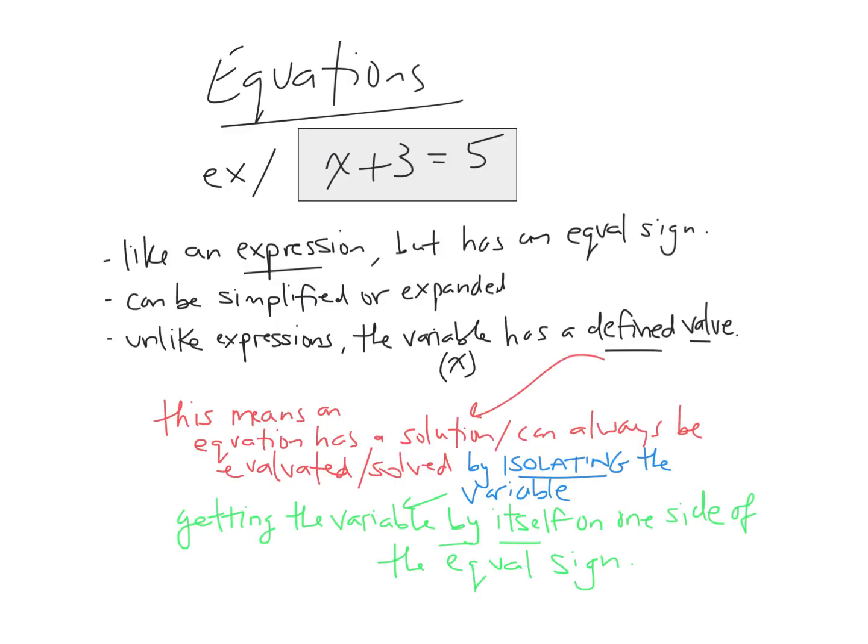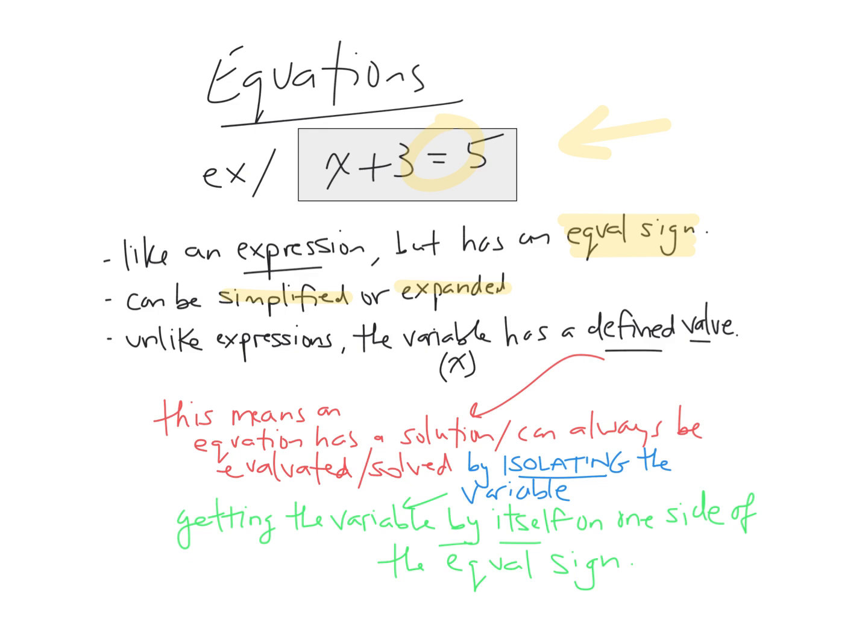All right, so an example of an equation is shown right here. x plus 3 equals 5 would be an example of an equation. It's a lot like an expression, but it has an equal sign, as you can see here. And it can be simplified or expanded, similar to how an expression can. In this case, x plus 3 equals 5 is quite a simplified version of this equation.